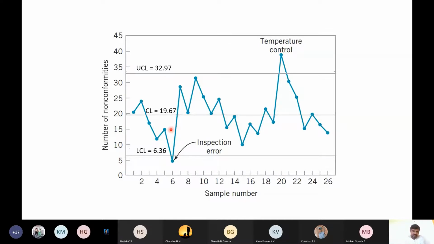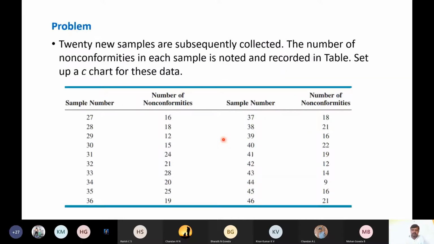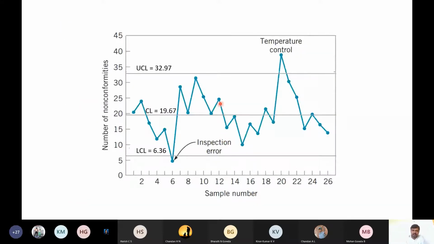Okay, now we can see the remaining 24 points other than 6 and 20, all are within the control limits. That means we can consider this for further evaluation. So these trial limits can be considered for future production. So by keeping these control limits, we can do further evaluation.